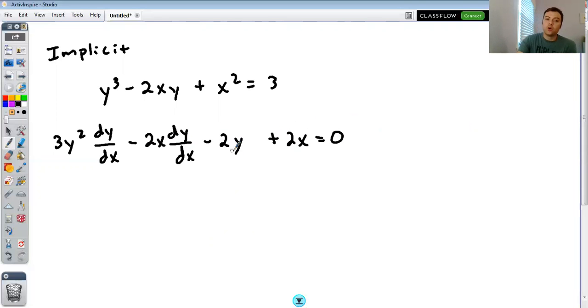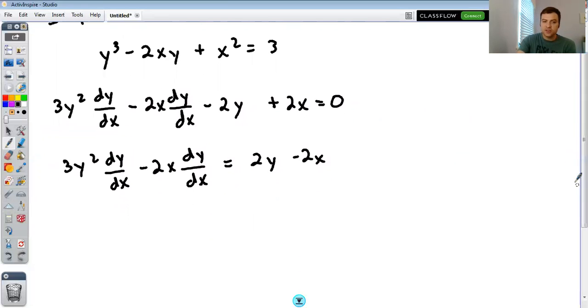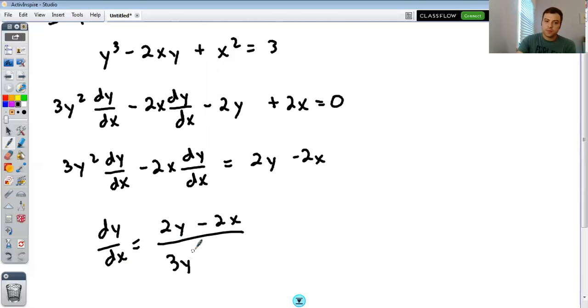From here, now my goal is to solve for dy dx. So any terms that don't have the dy dx, I'm going to send over to the right side of this equation. The terms with the dy dx, I'm going to keep right over here. So we're going to have 2y minus 2x on the right. And then we can easily factor out dy dx and divide. So we'll make that jump. I know you guys are all at this point. So 2y minus 2x over 3y squared minus 2x.